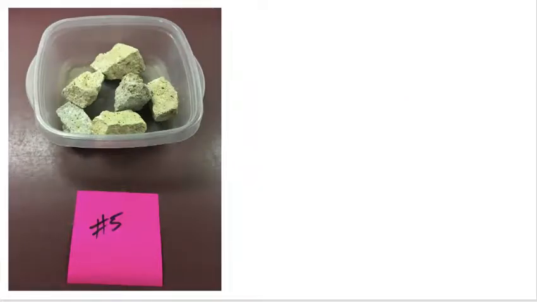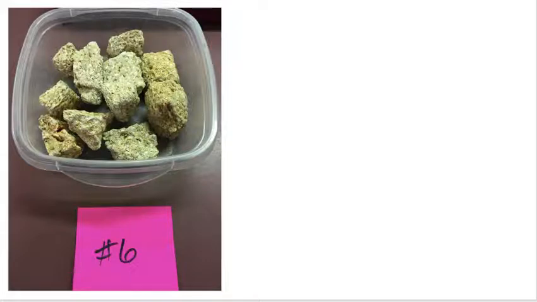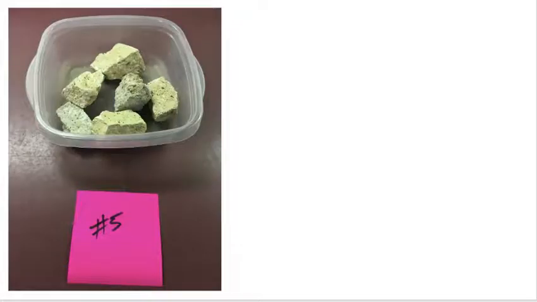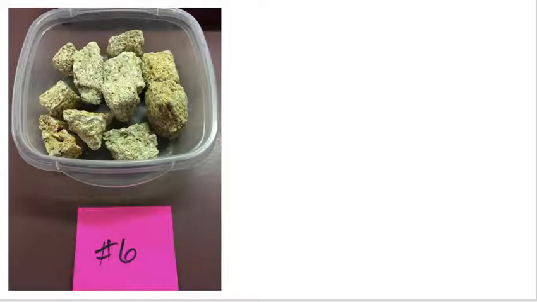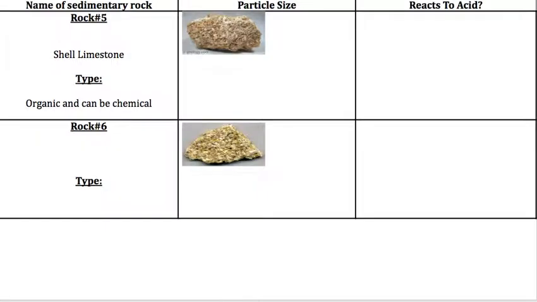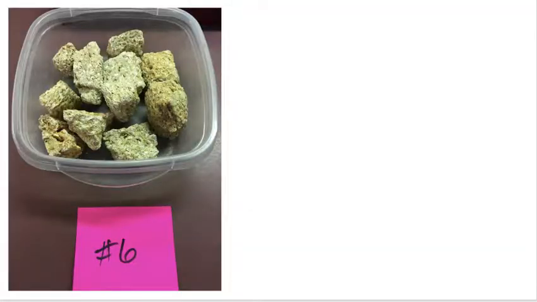So here's rock number 5. It's on the counter. Go look at it. Also grab rock number 6. Make sure you put them back in the correct bins when you are done. So here's 5. Here's 6. Okay, so when you test these 2 rocks, what happens? They both bubble and fizz. That tells you it has a lot of calcite in them, okay?